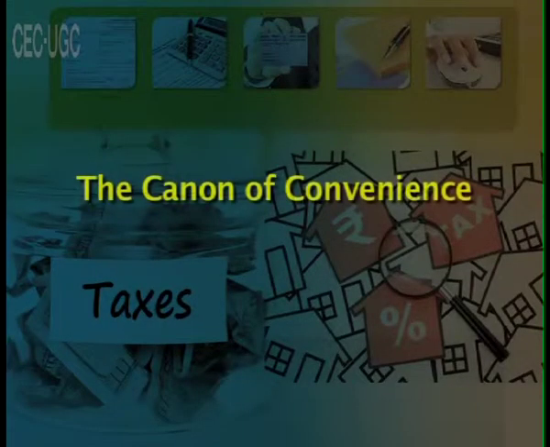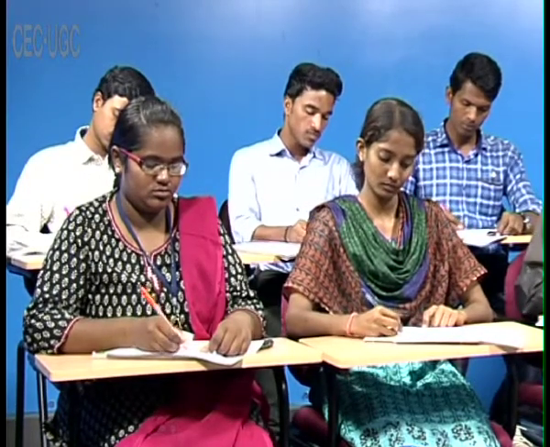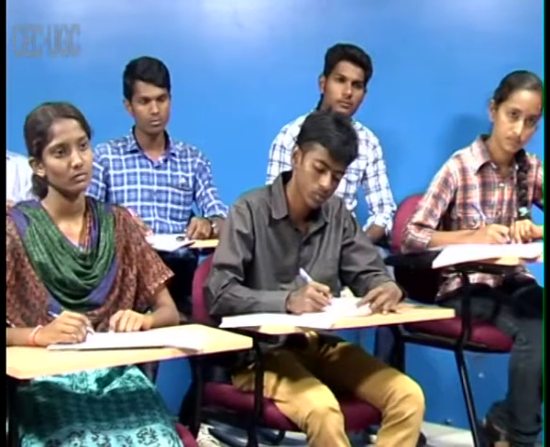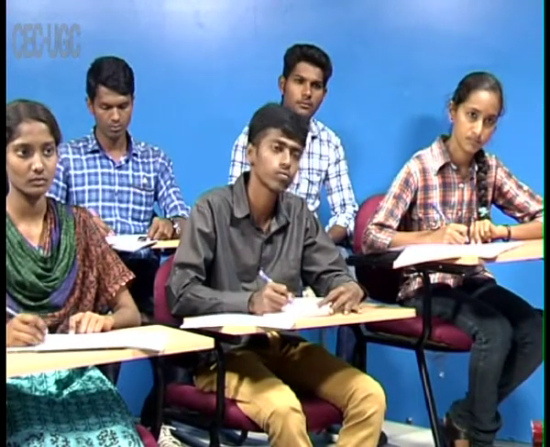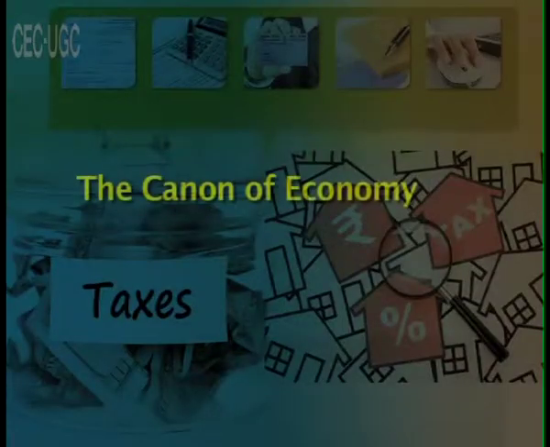The other one is the canon of convenience. The timing of tax collection and its mode of receiving payment should be such that it is easy and convenient to the taxpayers. This will help the taxpayer to make payments when they have sufficient time or income. The last is the canon of economy. Each and every individual may not have enough time to pay, but because of globalization and internet facilities, payment is very easily possible. Online payments are very much in demand these days.